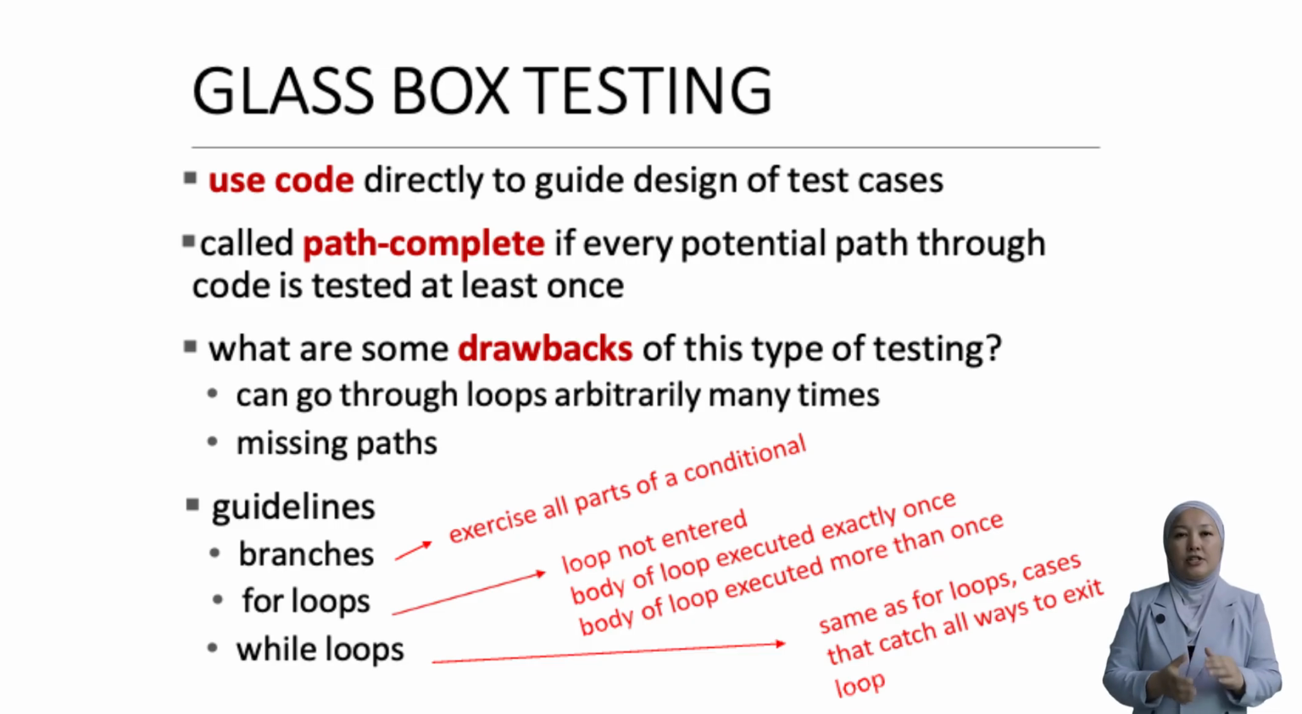But there's a catch: loops. A loop can run 0 times, 1 time, or many times. Testing all possibilities can be impossible if the loop runs based on input. Guidelines for glass box testing: test all conditional branches. For loops, test not entering, entering once, and entering multiple times for while loops. Test all ways to exit the loop.